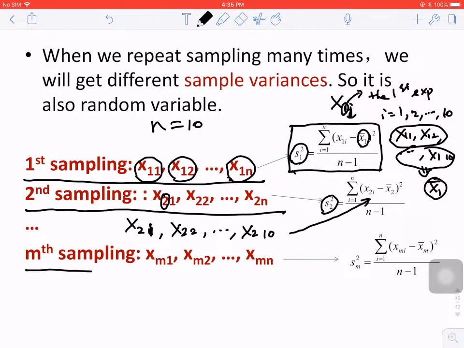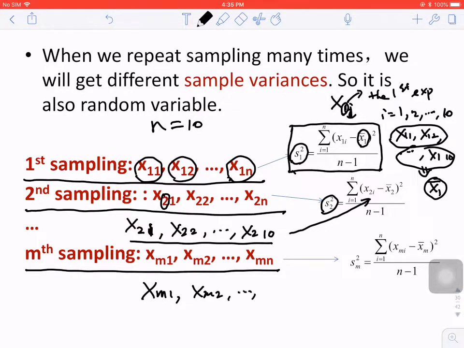So if you do this for m times, within each experiment you will have 10 such values: xm1, xm2 until xm10. Then you can have your xm bar. You can also have your sm square. Sorry, not x10, xm. Just to make sure you can tell the difference between m and n.